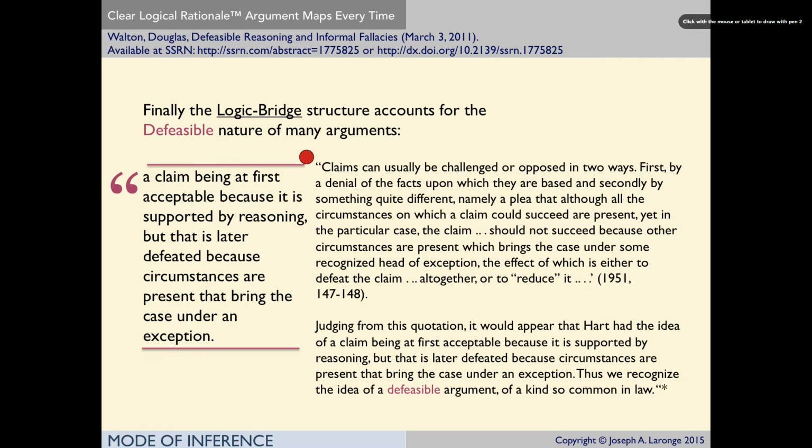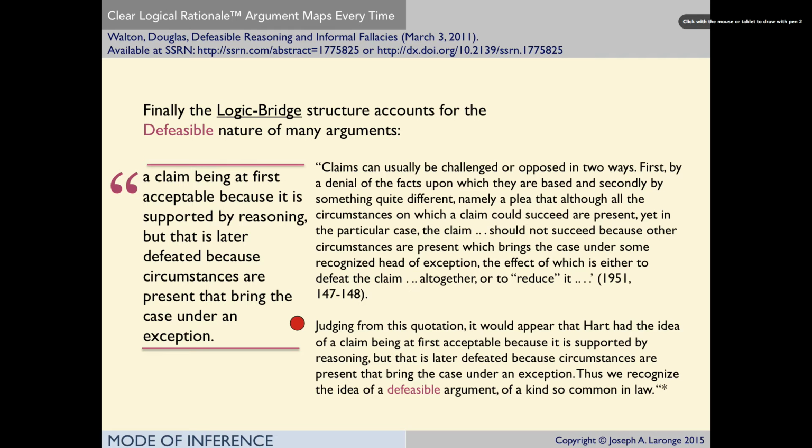So, judging from this quotation, it would appear that Hart had the idea of a claim being at first acceptable because it's supported by reasoning, but that is later defeated because circumstances are present that bring the case under an exception. Thus we recognize the idea of a defeasible argument of a kind so common in law.